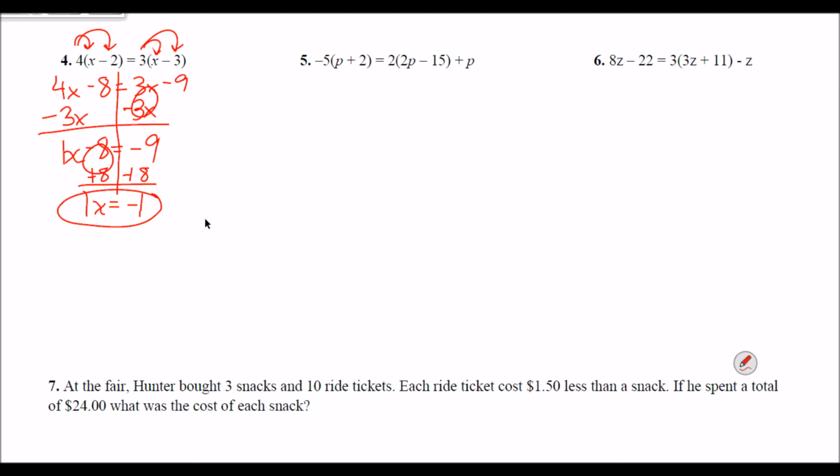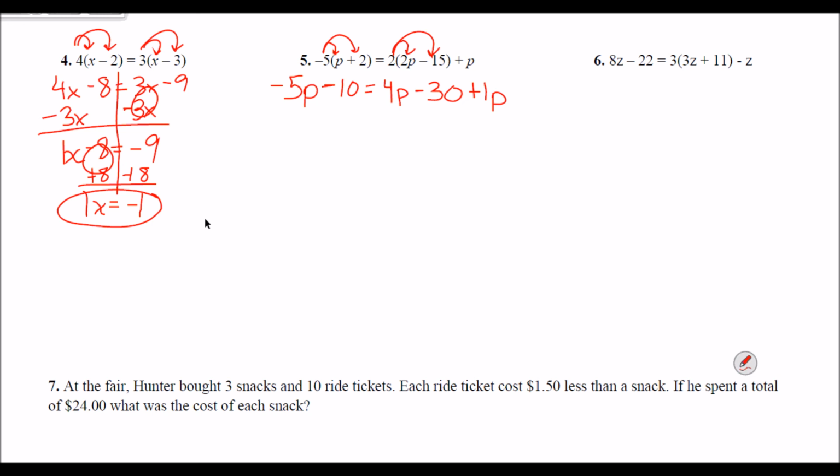Number 5. Again, more than one set of parentheses, so we work the one on the left side first. So we get negative 5p, and then negative 5 times 2 is negative 10. I'm going to write that as subtract 10. Our next set of parentheses is 2 times 2p, which becomes 4p. We have 2 times negative 15, which is subtract 30. And then I do not multiply that last thing because it's outside of the parentheses. So the plus 1p just drops down without being multiplied.